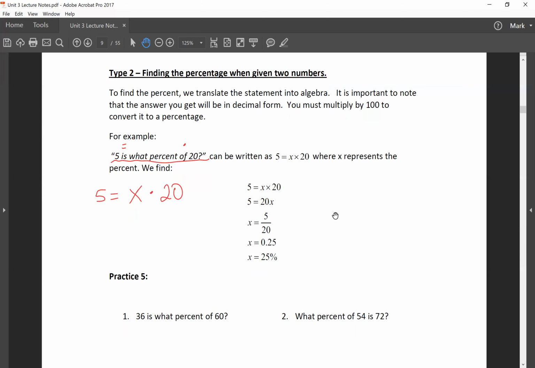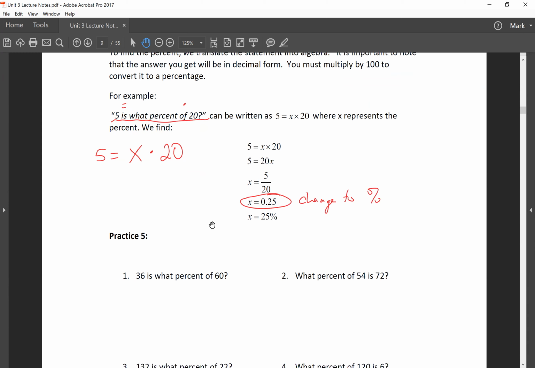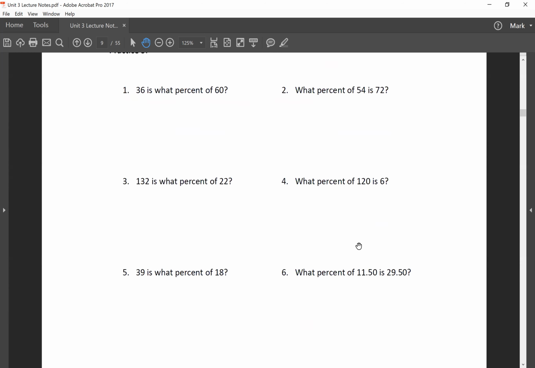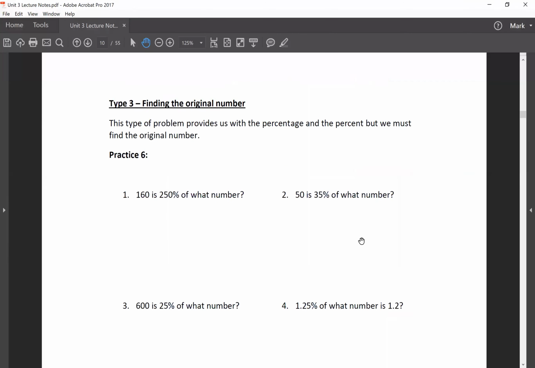All right, so we solve this equation for x. Note that we will get a decimal and we change that to percent. We did that yesterday: we multiply by 100. All right, so let's look at a few. I'll do a couple practice problems, you guys do a couple practice problems, and then we'll go down into type 3.